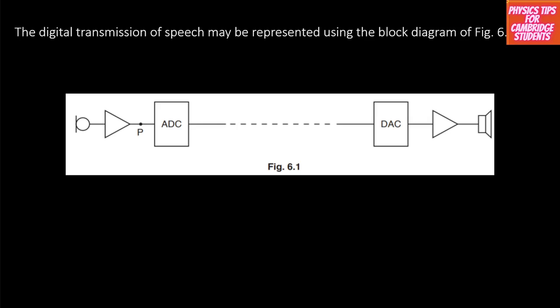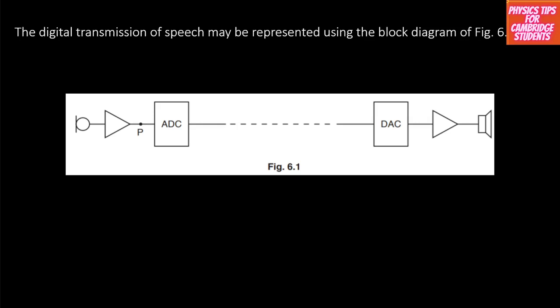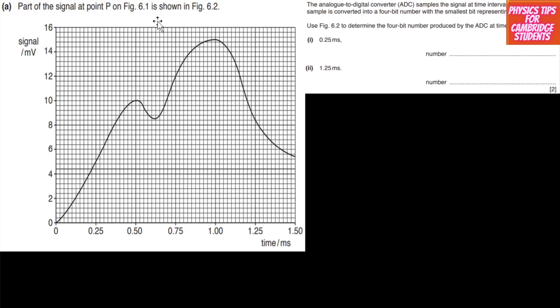Now the question reads that the digital transmission of speech may be represented using the block diagram of figure 6.1. So we do have the mic over here, and then from analog to digital converter ADC, and then transmitted, then we're going to get a digital to analog converter, so that's back again to analog, and then there's a loudspeaker on the other side. Part of the signal at point P, that is here, on figure 6.1 is shown in figure 6.2. So this is figure 6.2.